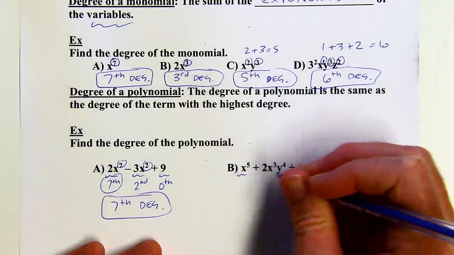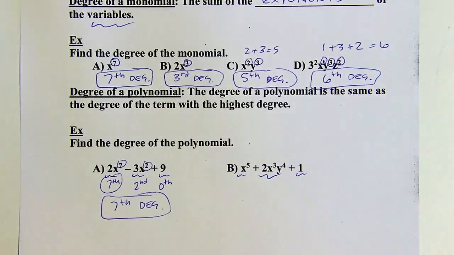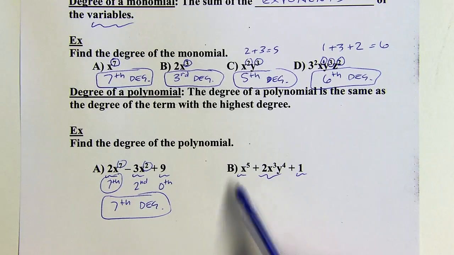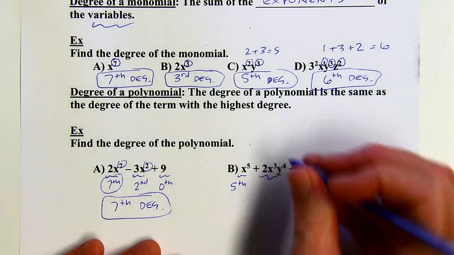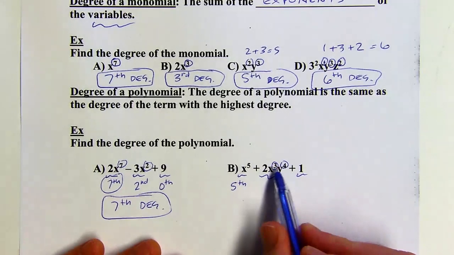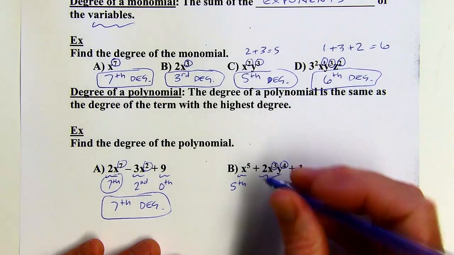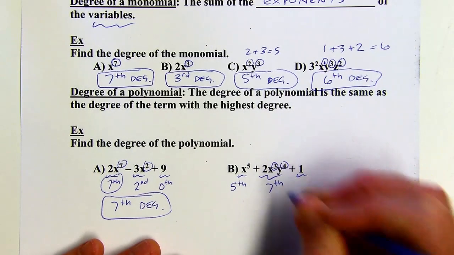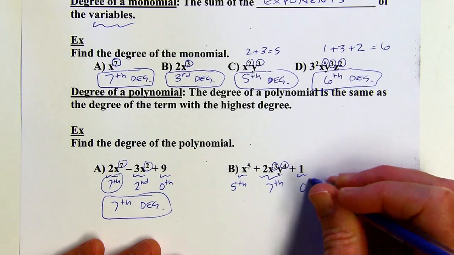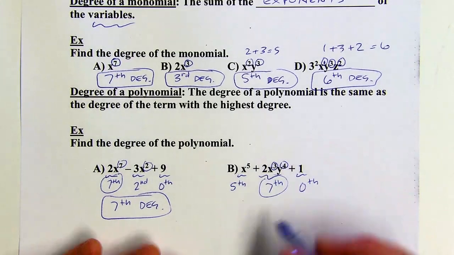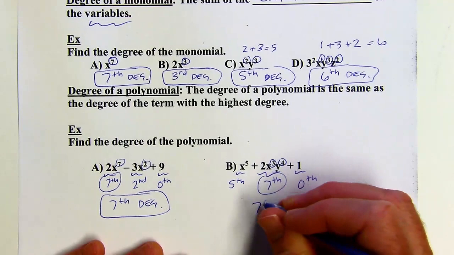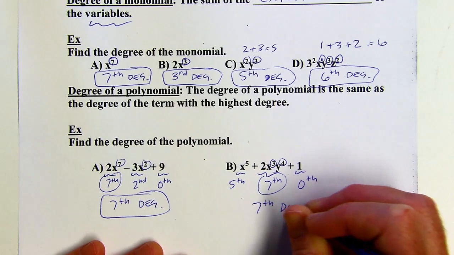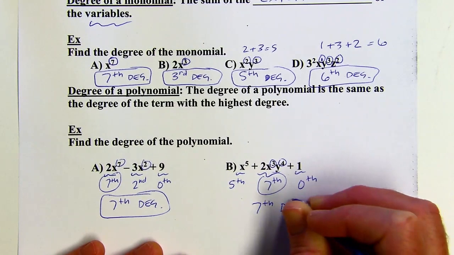Okay. So looking at this one, it's tempting to look at this and say, oh, 5's the highest exponent, so this is 5th degree. But that's actually incorrect. This first term is 5th degree, but remember in this middle term here, I got to add the 3 and the 4 together. So this piece is 7th degree, and then this would be 0th again. And then I choose the highest degree one, which isn't always at the beginning. It could be anywhere. So this is a 7th degree polynomial, not a 5th degree one. Okay.